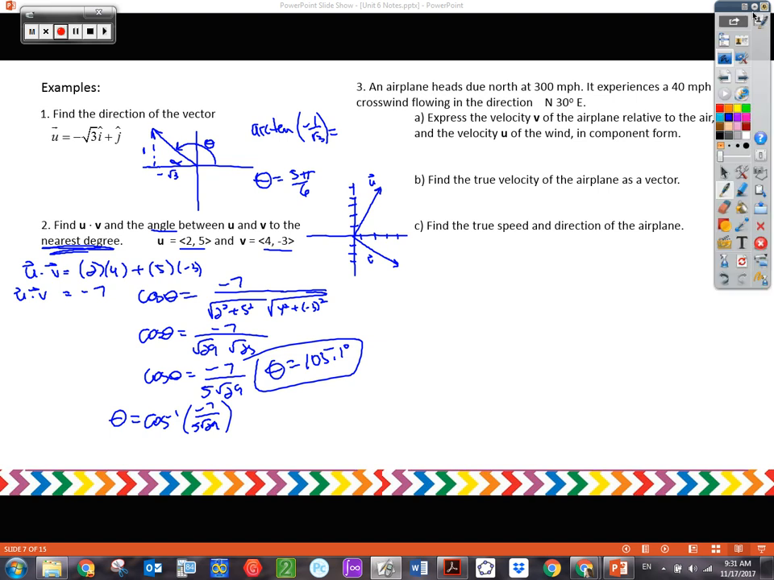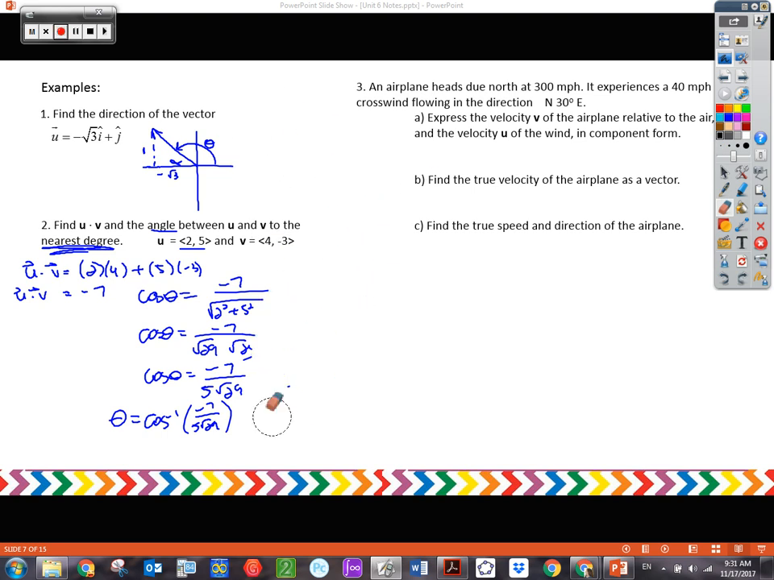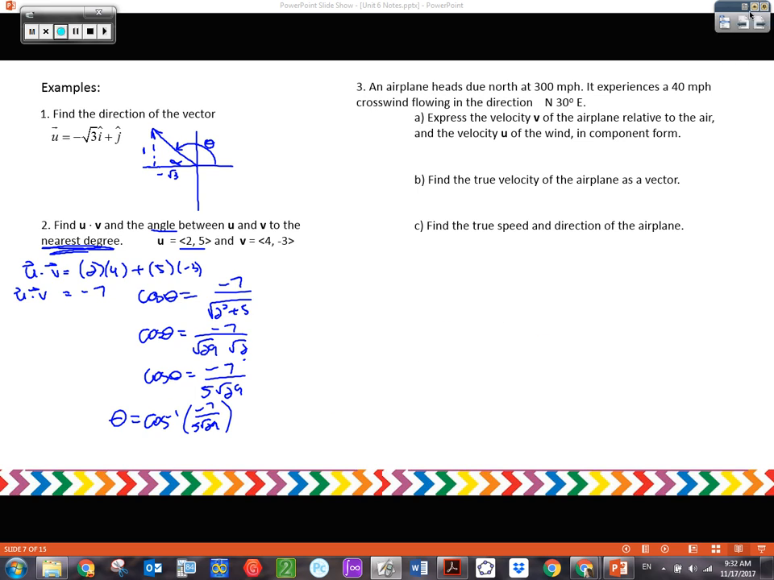Get a little bit of room over here. All right. So let's work on the airplane vector first. That's kind of the easier one, right? It's just going due north. So here's my, and we're in context now, so we're measuring from the north line. We're going due north 300 miles per hour. So that is vector V.